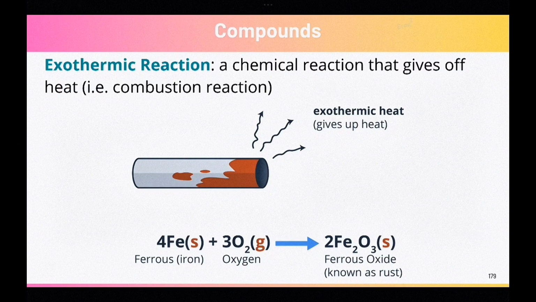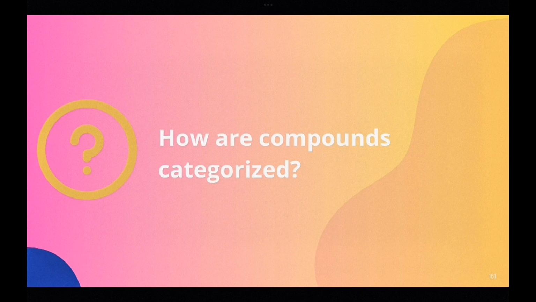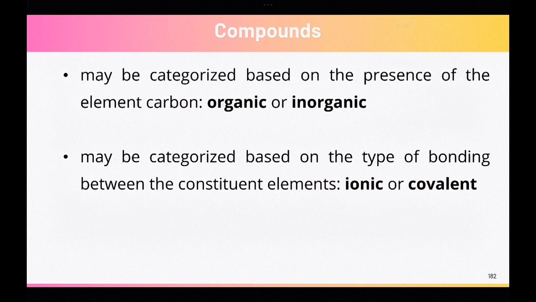Releasing of heat, that's exothermic. For the endothermic, absorbing the heat. So there is an accepting and rejecting. How are compounds categorized?